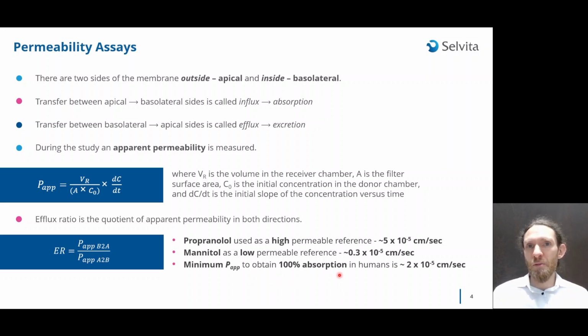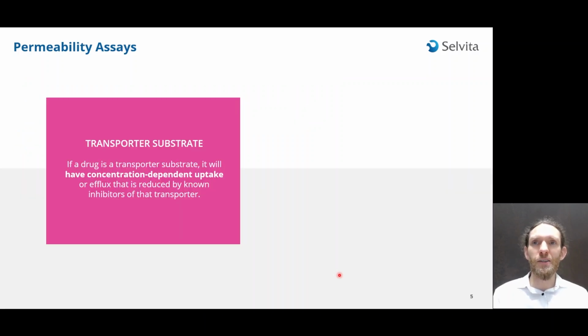In permeability assays, we have different options. Like the compound can be a transporter substrate. So if a drug is a transporter substrate, it will have concentration-dependent uptake. So with varying concentration of our test compound, we will see different permeability. Or efflux, that is reduced by known inhibitors of that transporter.